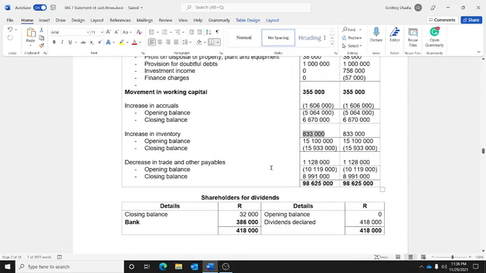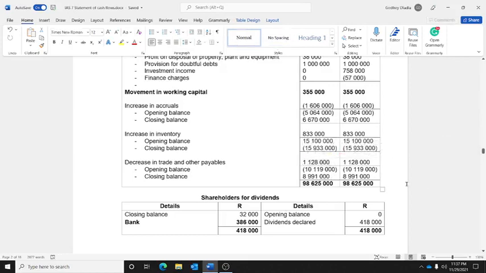Then you get to look at the trade and other payables. Your opening is 89, and you will credit the 89, which is the... no, opening is 10. Opening is 10. You'll credit 10,119. I'm talking about this one. You credit it, and then you debit the 8,991. So you then have to balance the debit side. That is an outflow. So this is an outflow, right?